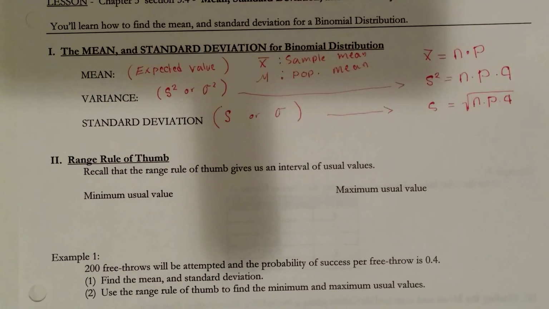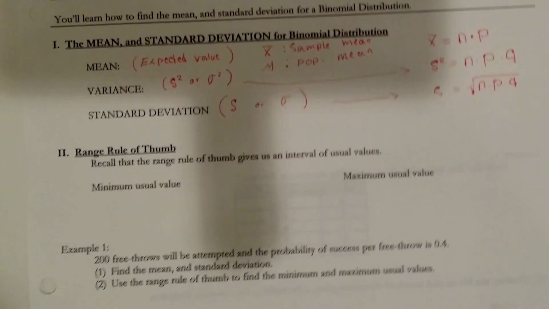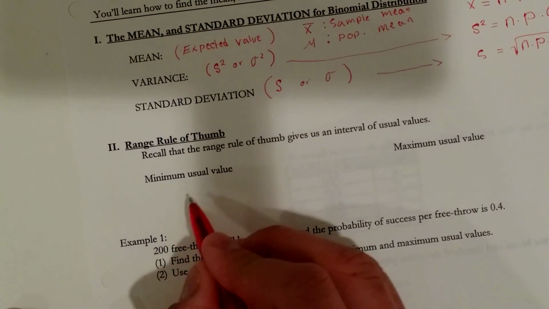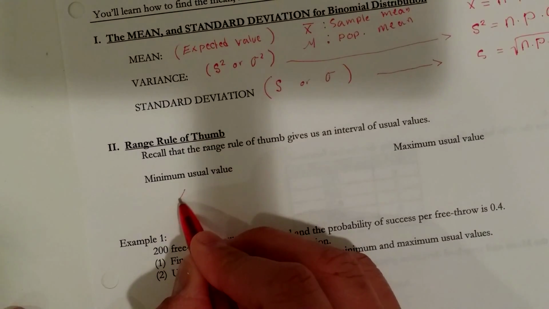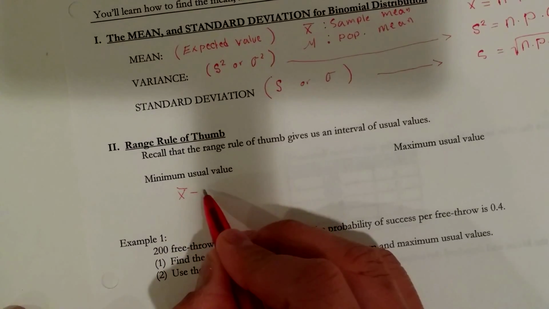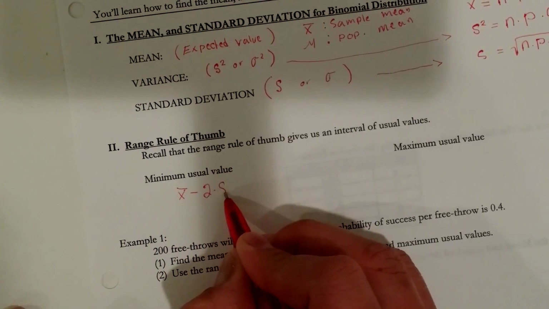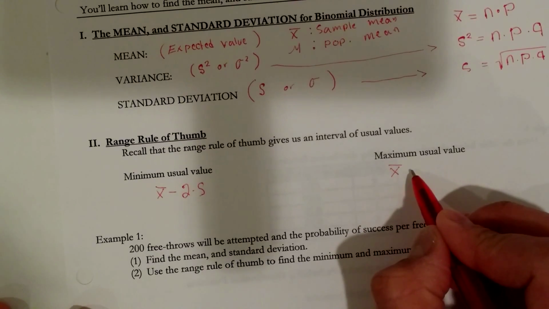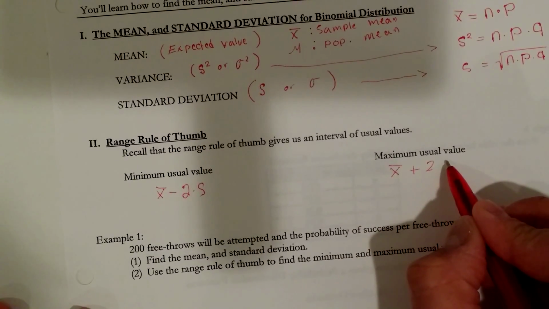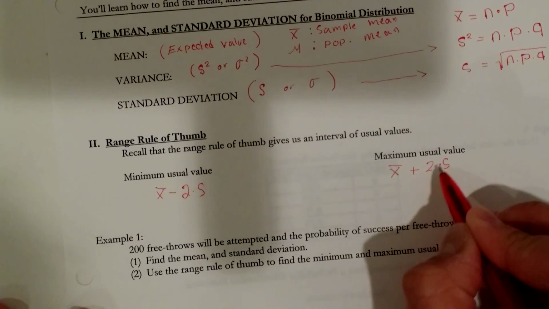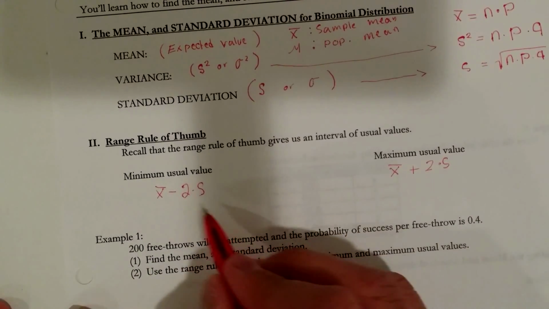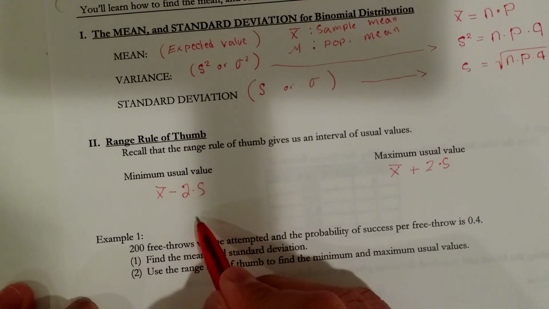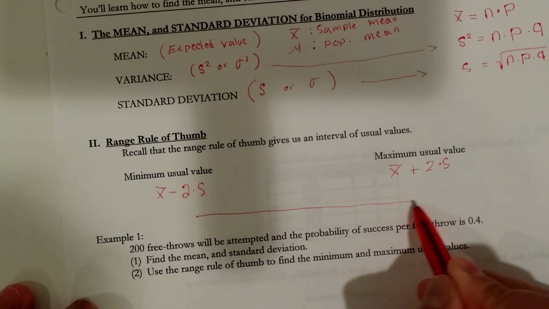Alright, so continuing on with where I left off, the range rule of thumb says that the minimum acceptable value is found by taking the mean minus 2 times the standard deviation, and the maximum acceptable value is found by taking the mean plus 2 times the standard deviation. So in general, if you take a graphic look at the max and the min usual value, perhaps a number line might demonstrate this concept.